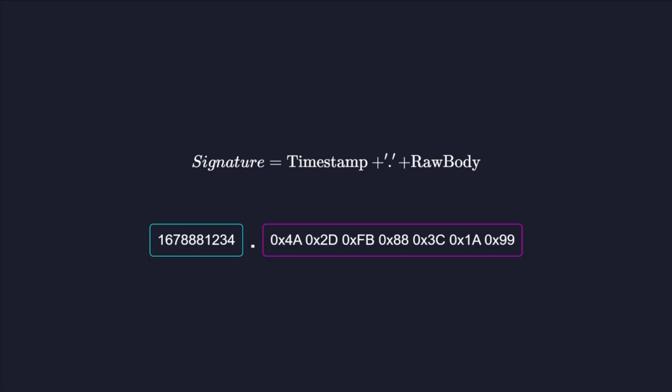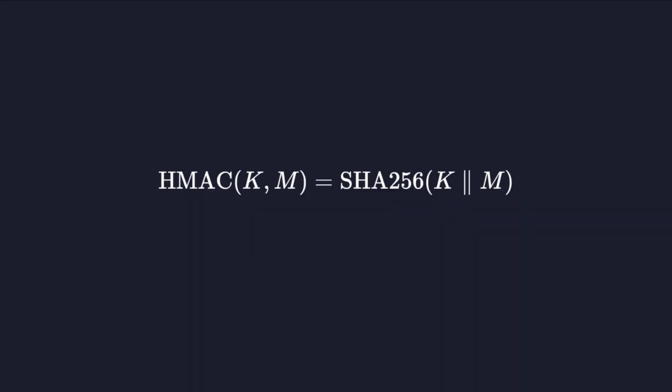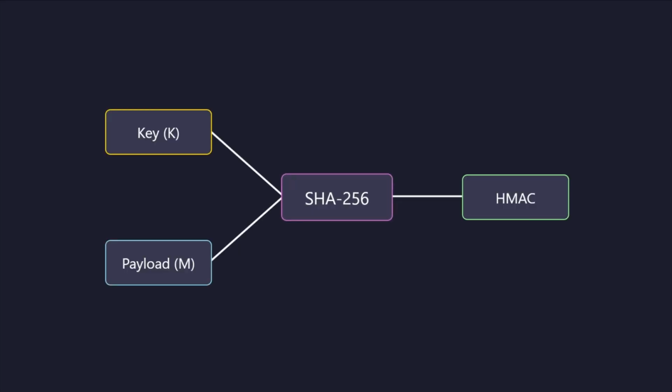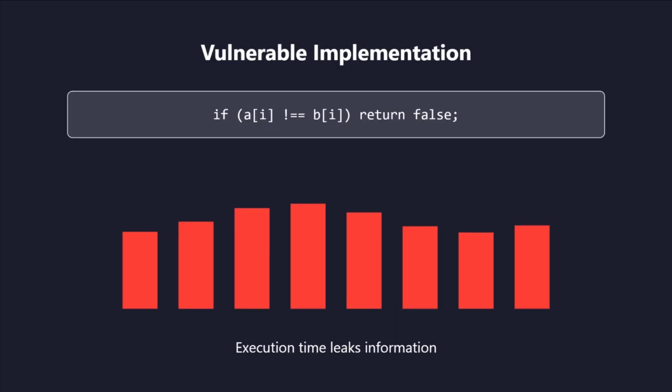To verify the signature, concatenate the timestamp, the period character, and the raw request body. Use the raw byte stream directly from the request. Do not use a parsed or formatted version of the JSON. Compute a hash-based message authentication code using the SHA-256 algorithm. Use your signing secret as the key and the concatenated payload as the message. The resulting hash must match the signature in the header.